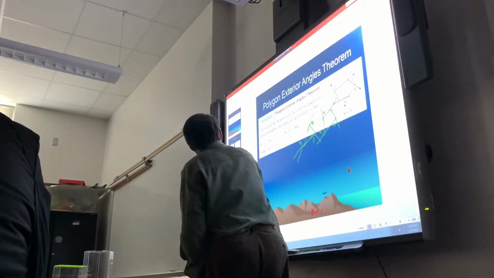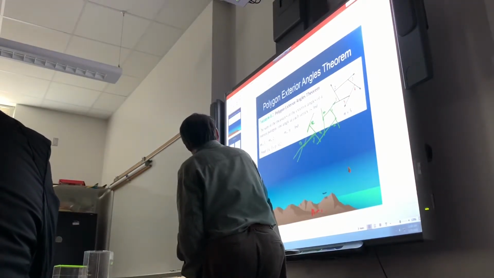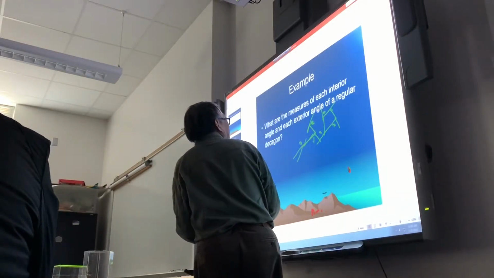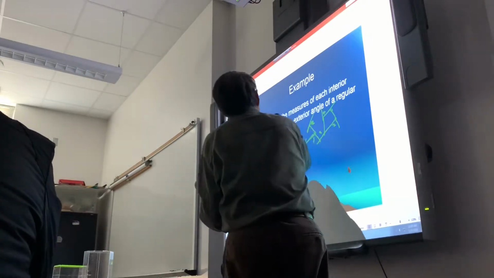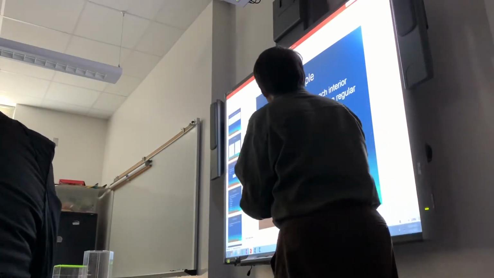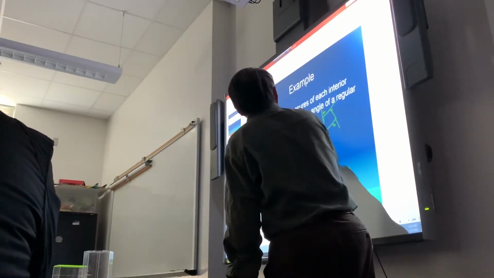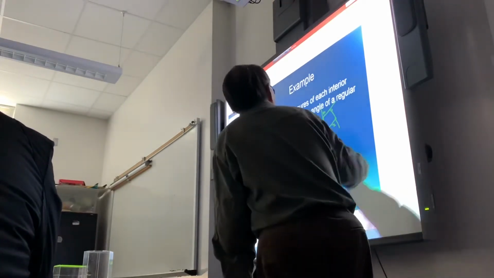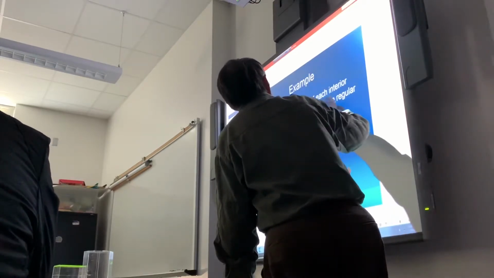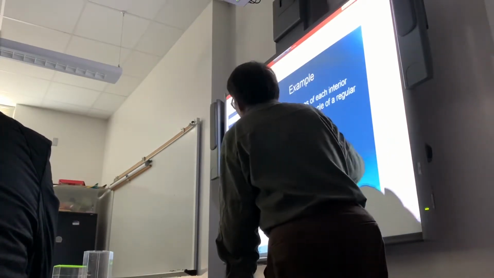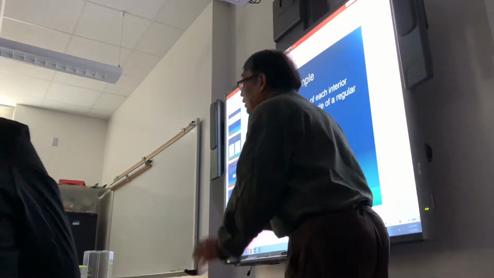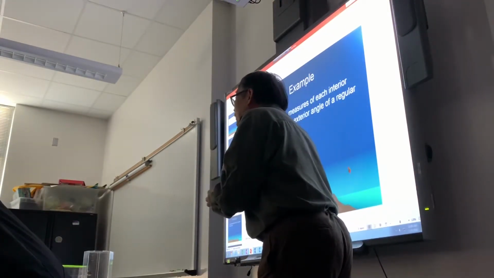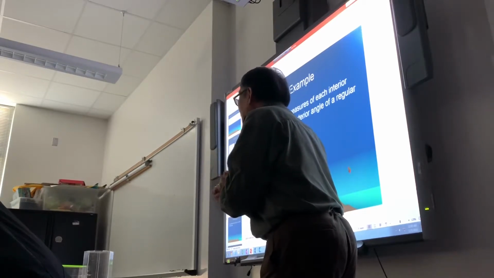Now the question is, what is the measure of each interior angle and each exterior angle of a regular decagon? The question says regular, okay? Before, we had not discussed regular. If the polygon is regular, it means every side is congruent, every interior angle is congruent, every exterior angle is congruent.